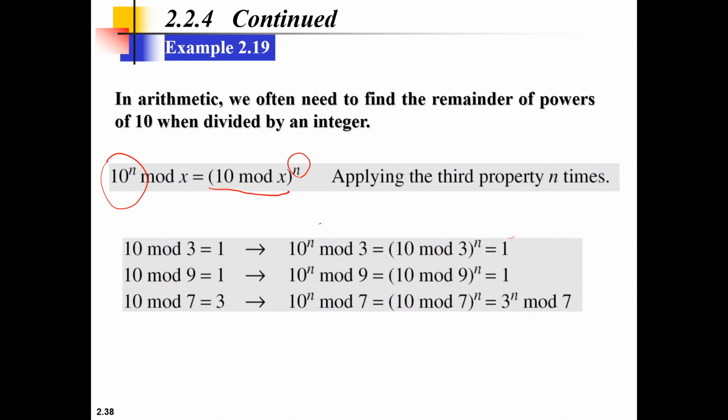Suppose somebody has given me 10 raised to 100 mod 9. I will calculate the value of 10 mod 9 first. The answer is 1. So 1 raised to 100 is 1. Now 10 raised to n mod 7. I will find this answer first. 10 mod 7 is nothing but 3. So now if somebody has asked 10 raised to 5, it will be 3 raised to 5 mod 7. This is the way I will go on calculating.